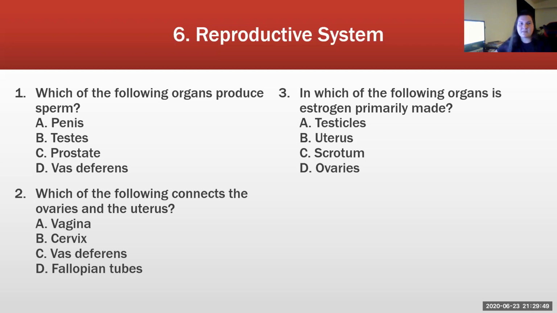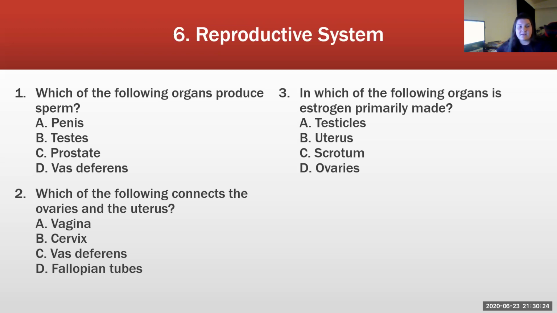It's the big wall. In which of the following organs is estrogen primarily made? We're looking for organs and estrogen: testicles, uterus, scrotum, ovaries. So estrogen is a predominantly female generated hormone. So we're gonna be looking for something that has something to do with the female reproductive system. So right away, testicles and scrotum are out of the question. It's gonna be uterus or ovaries. And the correct answer is D, ovaries.